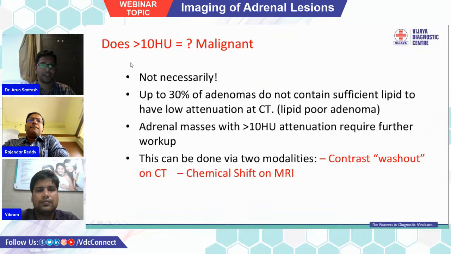So more than 10 HU, does it mean malignant? No, not necessarily. So up to 30% of adenomas do not contain sufficient lipid to have a low attenuation value. These are called lipid-poor adenomas. So adrenal masses with more than 10 HU require further workup, and this can be done by using two modalities. That is, on CT we use a washout method, and on MR we use chemical shift imaging.